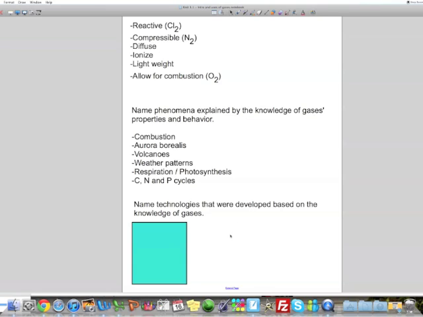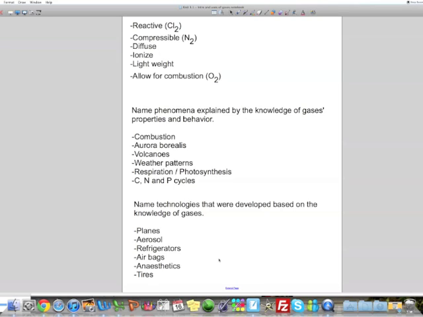Name technologies that were developed based on the knowledge of gases. I've named a few in the past few minutes. Planes, for example. We have also aerosols. So when you spray something with a can, it uses compressed air. Refrigerators, it uses a gas that will capture all the heat and therefore cool air that is, let's say, circulating through an AC unit or through a refrigerator, so to keep the food cool or to cool off air that is released by the AC unit.